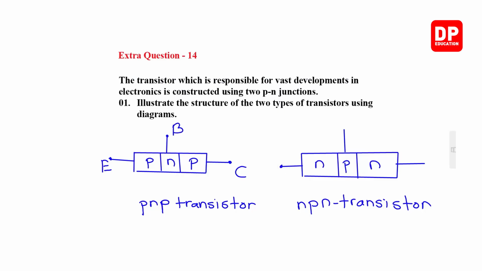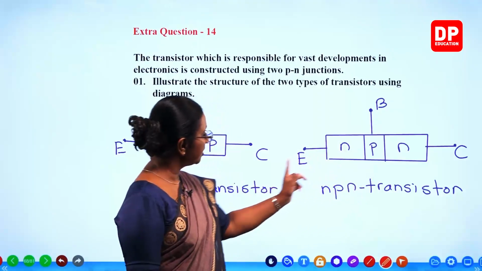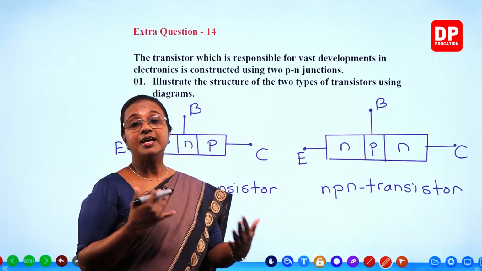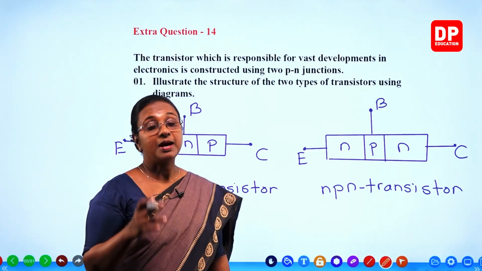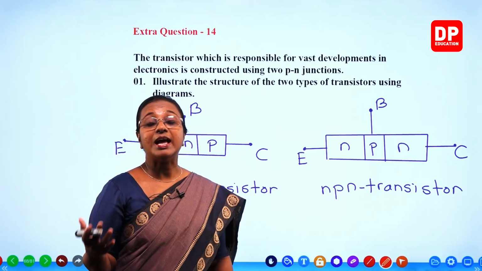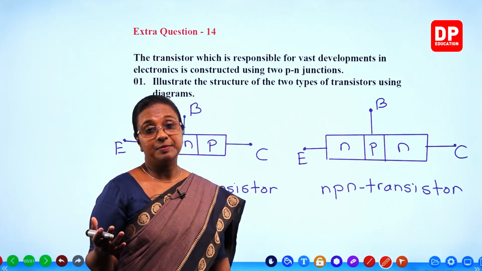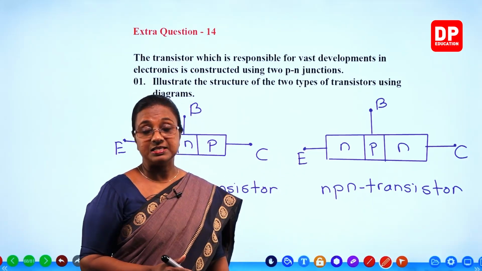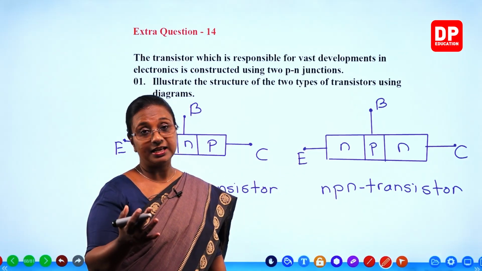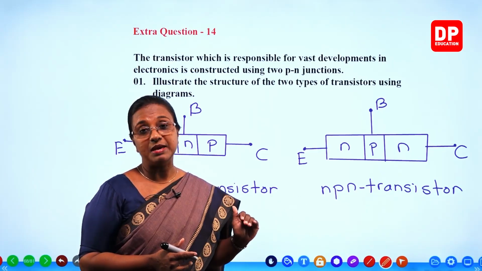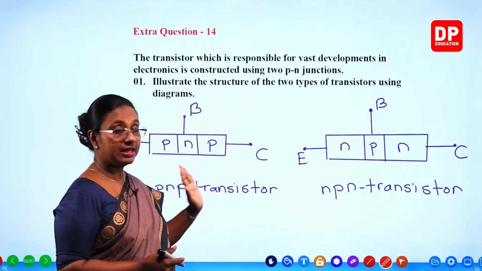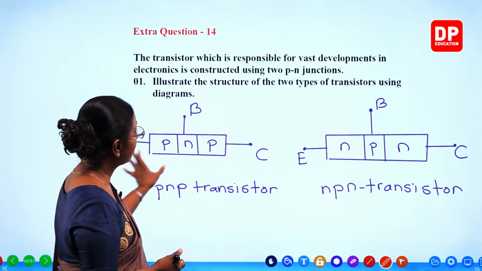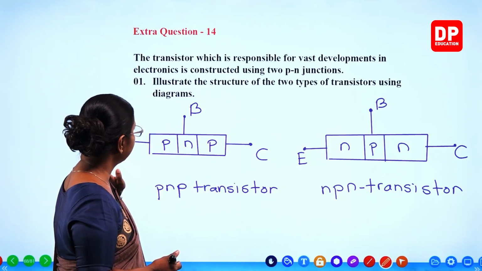Same goes for this, emitter, base, and collector. Now you can change the emitter and collector sides. It doesn't matter. But when you have the standard symbol, you can easily identify the two terminals because always the arrowhead is indicated with the emitter and the other terminal will be the collector, and in the middle you get the base. So always base is in the middle. So this is how the arrangement is in transistors.